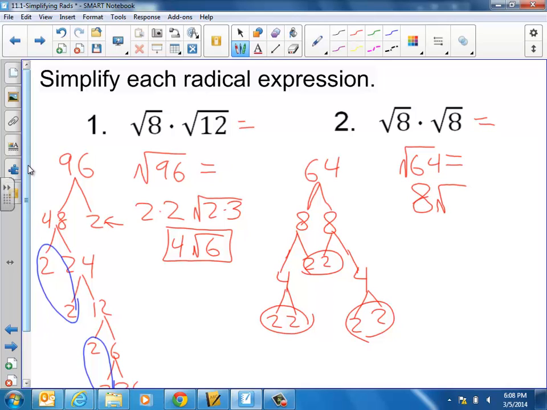You wouldn't write this as 8 radical empty. You just write an 8. And there you go. There's your first shortcut, your first technique that we're going to use when you're multiplying radicals together.